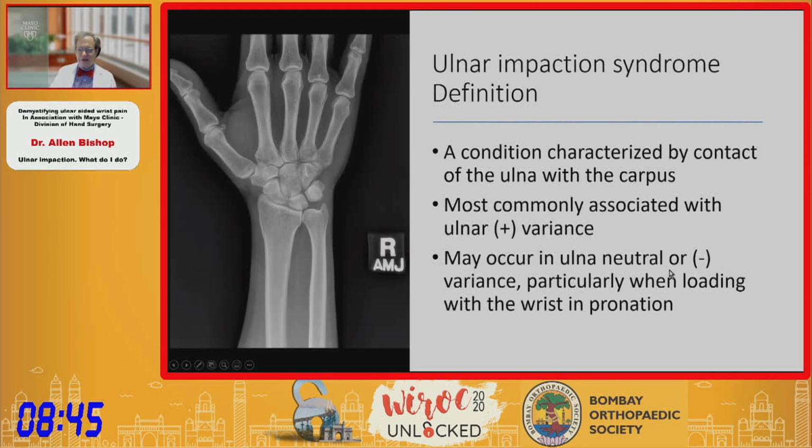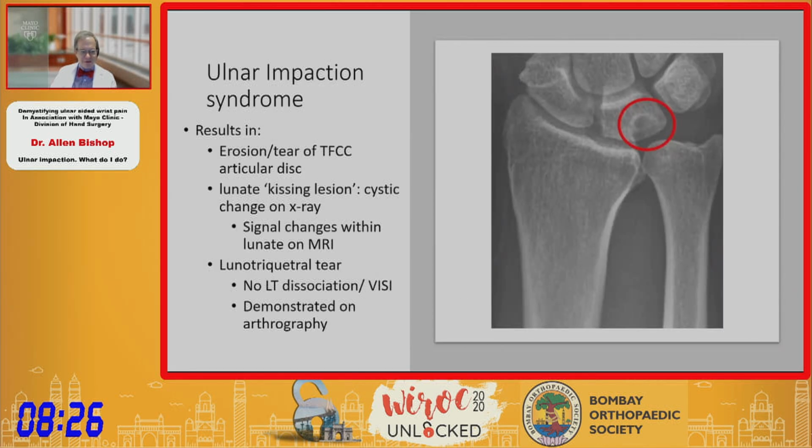Ulnar impaction is a condition characterized by contact of the ulna with the carpus. It's most commonly associated with ulnar positive variants, as you see here, but it can occur in ulna neutral or ulna minus variants, particularly with loading with the forearm pronated. It results in many cases in erosion or tear of the TFCC articular disc.